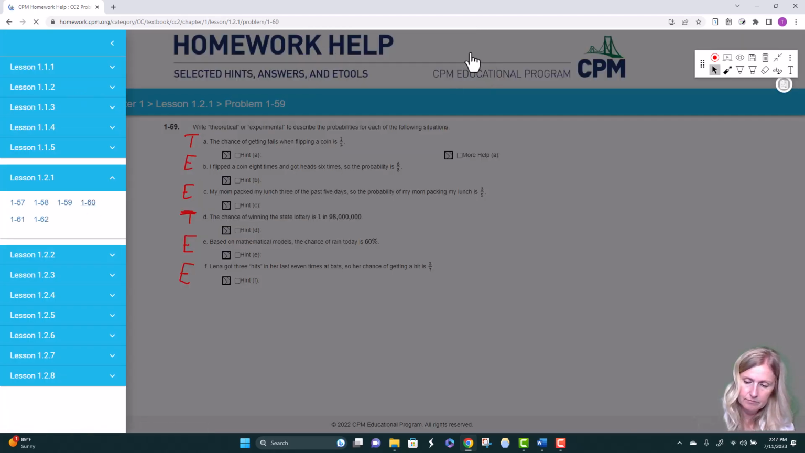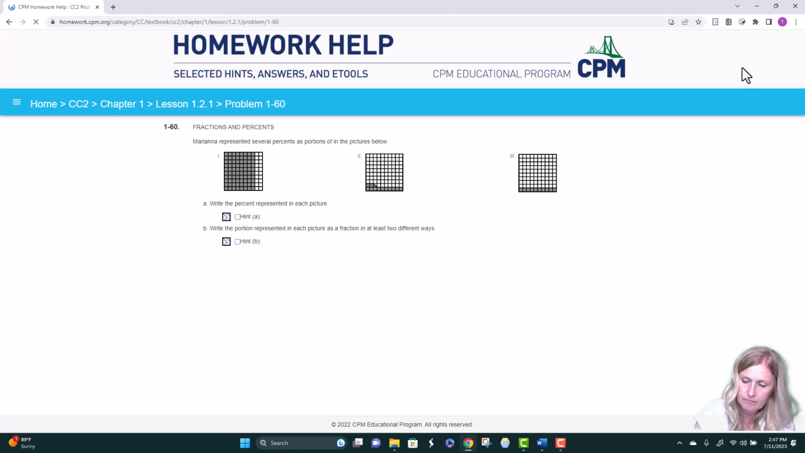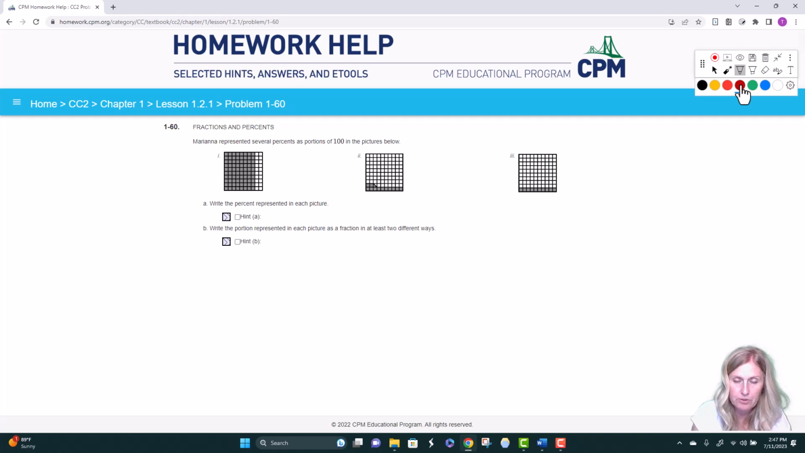Okay, Mariana represented several percents as portions of 100 in the pictures below. Write the percent represented in each picture. Okay, so you can see that this array is divided into 100 equal parts, and a lot of them are shaded, so they just want us to give them the percentage. Well, it's easy to figure out that each row is 10, each column is 10, so really, if I just count 1, 2, 3, 4, 5, 6, 7, 8, I know 8 times 10 is 80, so 80%.